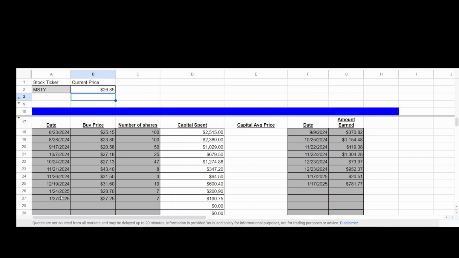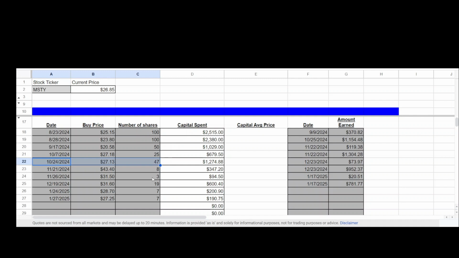As you can see, I've made several purchases. Looks like 8/23 was $25.15. I purchased 100 shares. On 8/28, $23.80 per share, I purchased another 100 shares. On 9/17, $20.58, I purchased 50 shares. On October 7th, $27.18 per share, I purchased 25 shares. 10/24 at $27.13, I purchased 47 shares.